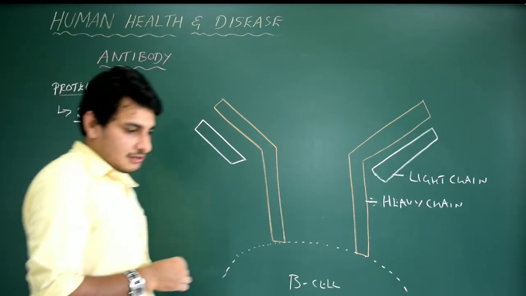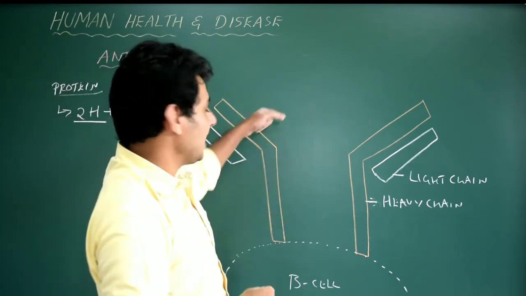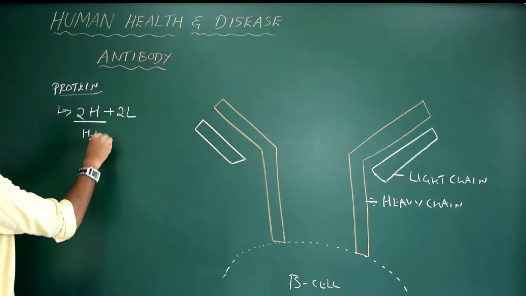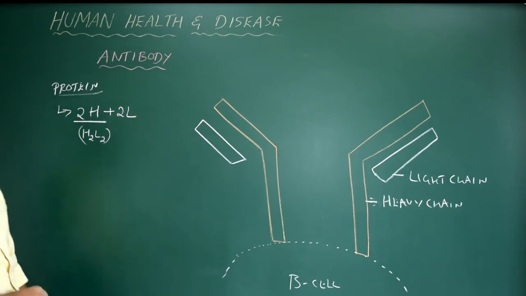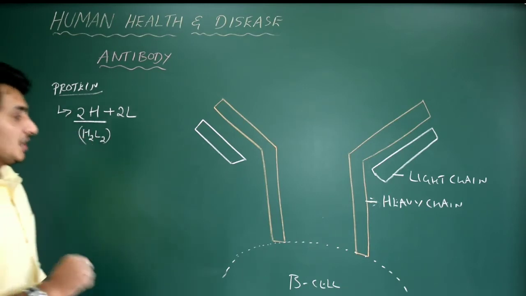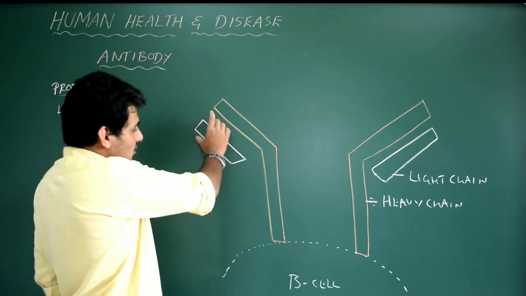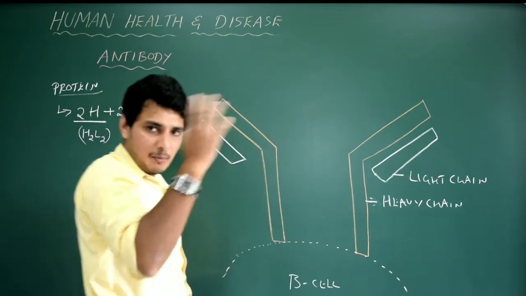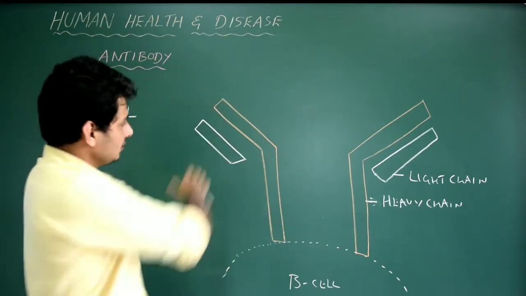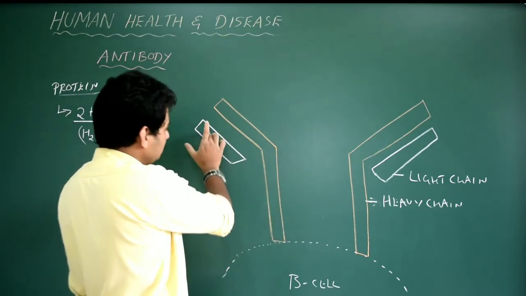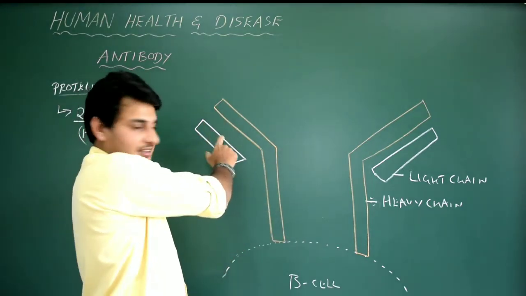You may get a question, write the formula of the antibody. Okay, very simple. H2L2 is the formula of antibody, note this point. Because it has got 2 heavy chains and 2 light chains. See, this is also a polypeptide chain. This is also a polypeptide chain, that is nothing but amino acid sequence. This is also polypeptide. Here the amino acid sequence is more compared to this. That's why it is smaller, correct?